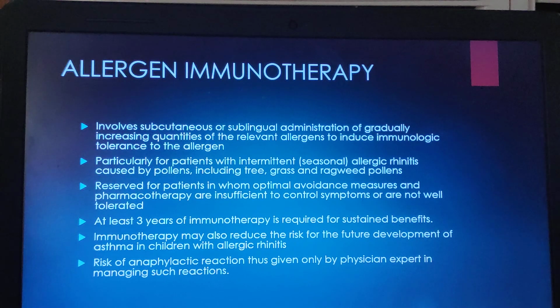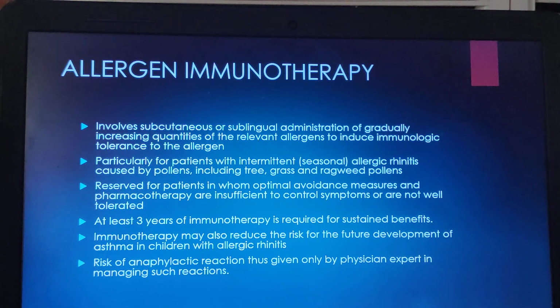Now, allergen immunotherapy involves the administration of a specific allergen to induce immunological tolerance in the individual. These allergens are administered either subcutaneously or in the form of sublingual preparations. They are kept below the tongue. This type of therapy is particularly useful for patients with intermittent allergic rhinitis caused by pollen, like tree, grass, or ragweed pollens. So for pollen allergy, this type of therapy is highly effective.